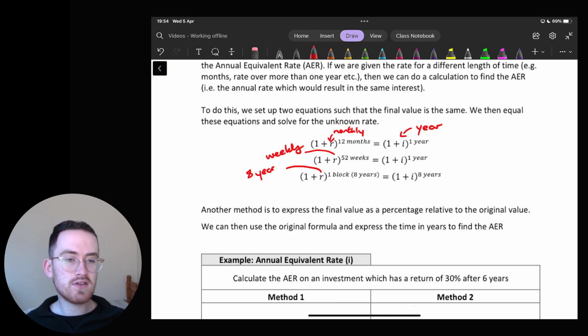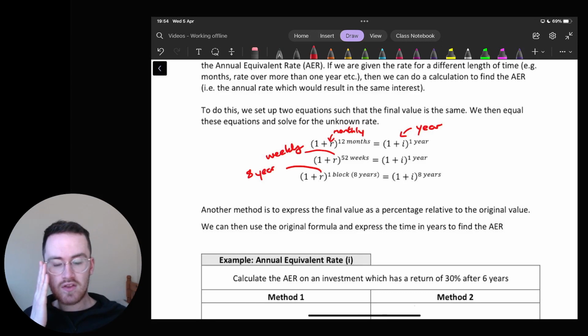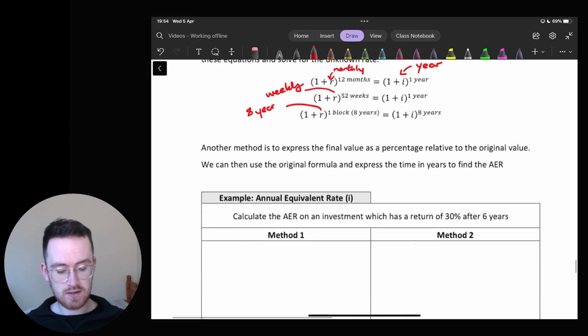Now another way to do that is to take the final value as a percentage relative to my original value, and then use my formula to express the time in years. That works well when we have maybe longer than a year. So maybe that last example can work quite well as well, and we'll see that in one of these examples here.